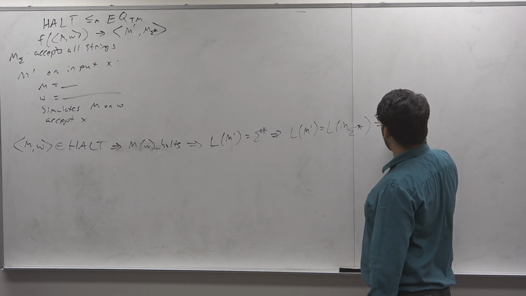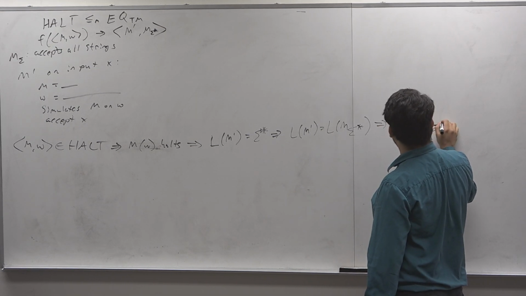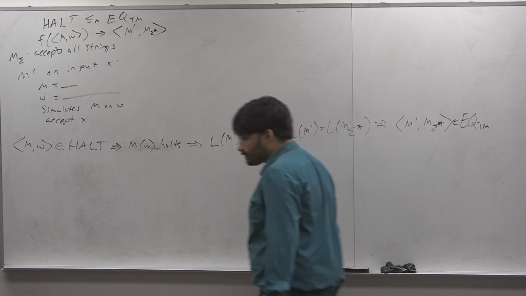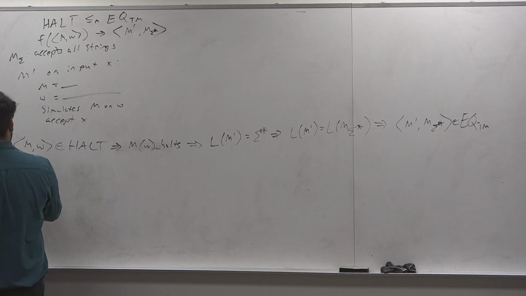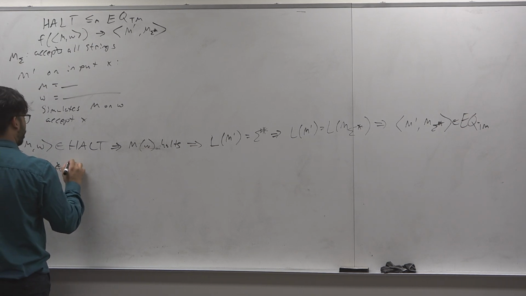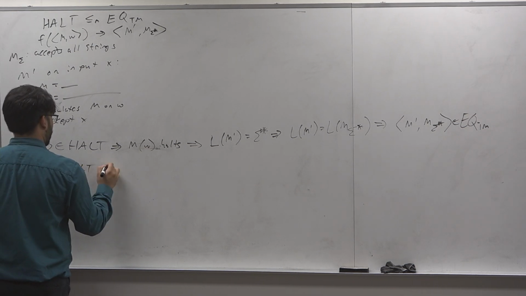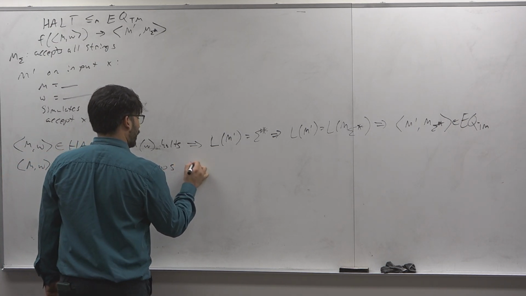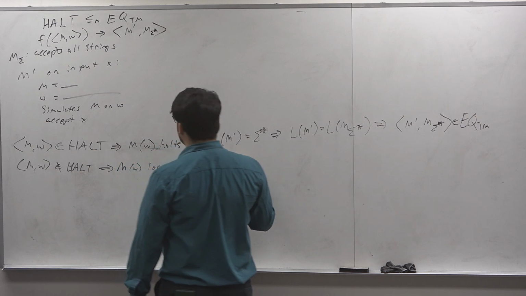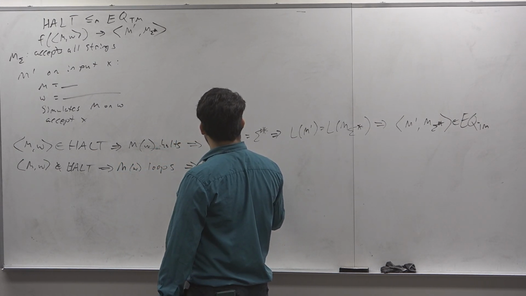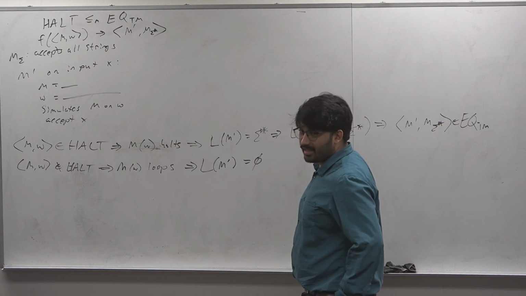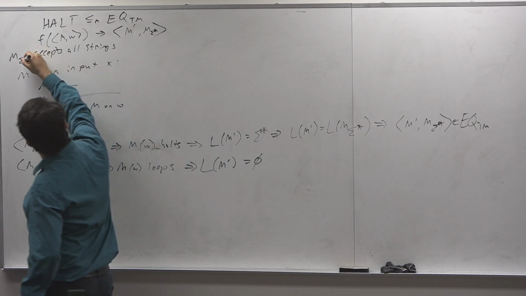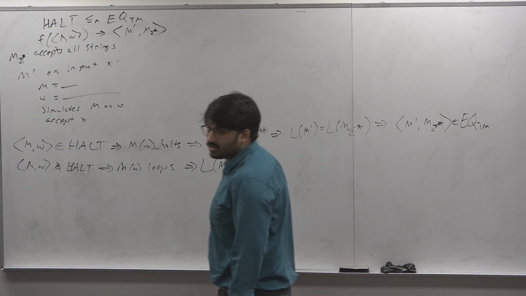Which implies that the pair of those strings better be in EQTM, right? Similarly, if M on W is not an element of halt, that implies that M on W loops, which implies that M prime accepts no strings. So L of M prime is the empty set, and is therefore not equivalent: the set of strings it accepts is in fact not equivalent to this M sigma star machine.